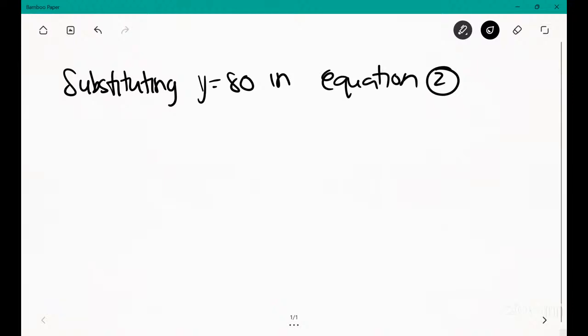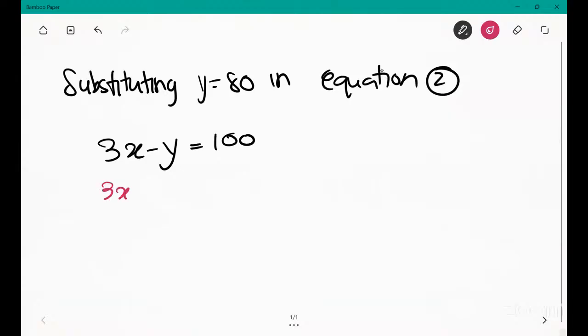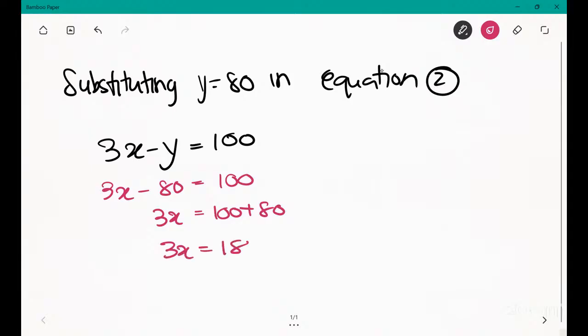So our equation was 3x minus y is equal to 100. So 3x minus 80 is equal to 100. 3x is equal to 100 plus 80. 3x is equal to 180. x is equal to 180 divided by 3. Therefore, x is equal to 60 rupees. There we found the value of x and the value of y.